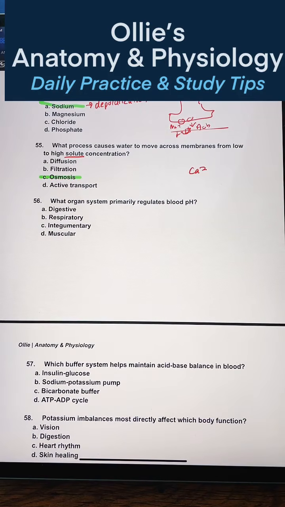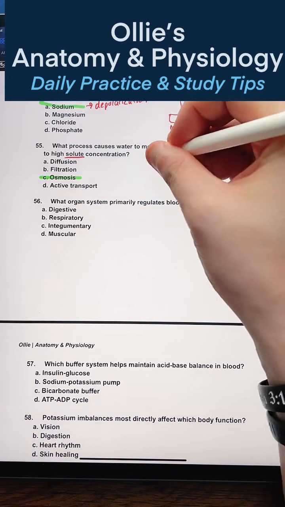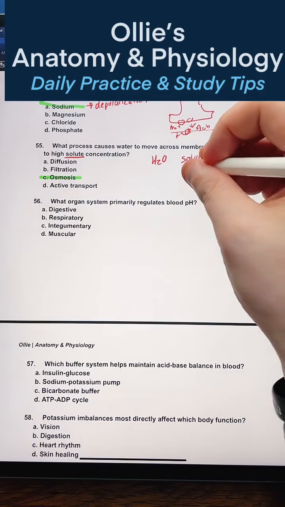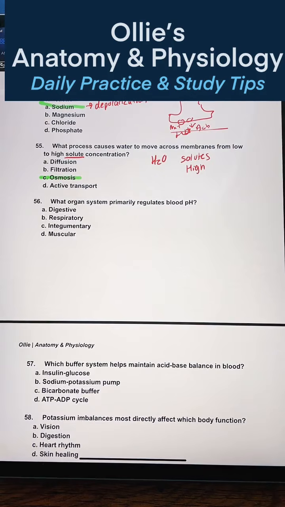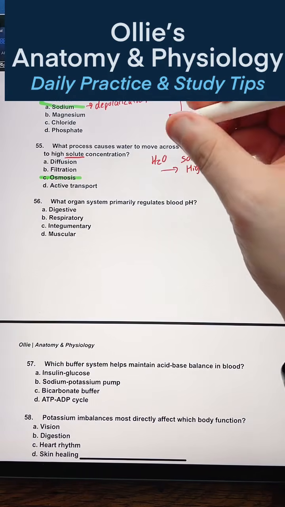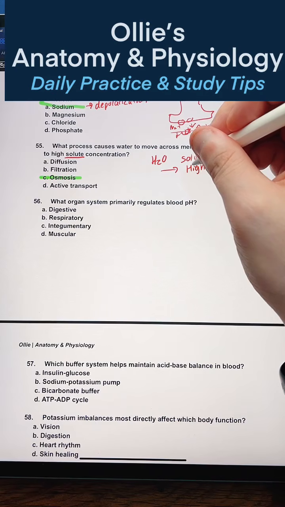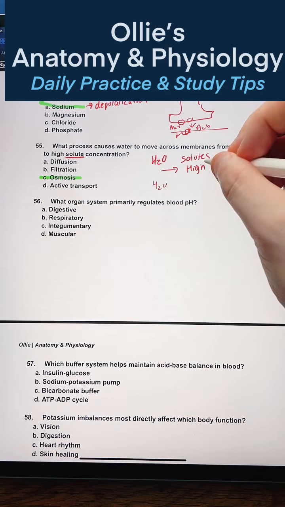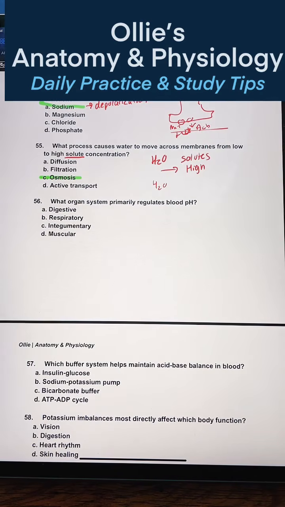But number 55 here, with osmosis, water is going to move from an area of low solute concentration. So again, what are we doing here with osmosis? We have our water and our solutes. If we have an area of high solutes, the water is going to go from a low concentration of solutes to an area of high concentration of solutes. And then it'll move from an area of high water to low. If solutes are higher, water is lower.